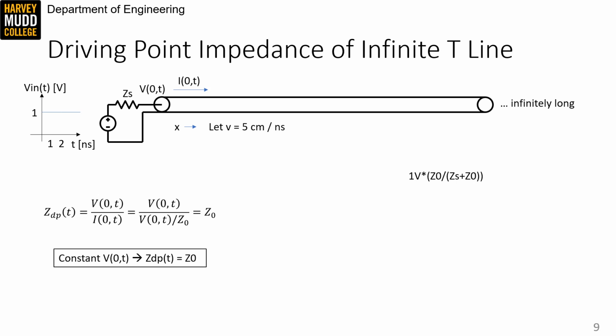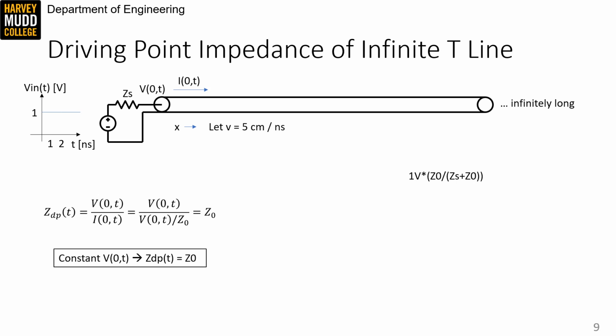The driving point impedance is V(0,t) over I(0,t) by definition. Right? Impedance is just a ratio of voltages and currents. And we can then substitute in for I(0,t) because using our characteristic impedance, we know that I(0,t) has to be V(0,t) over Z0. That means overall the driving point impedance is equal to Z0 in this example. Even though I've promised driving point impedance can vary with time, it isn't doing so here because the transmission line is infinitely long.